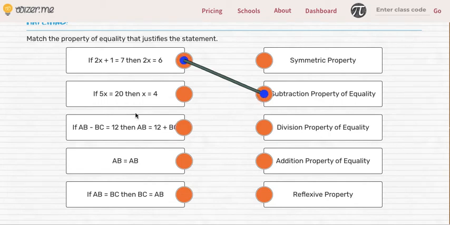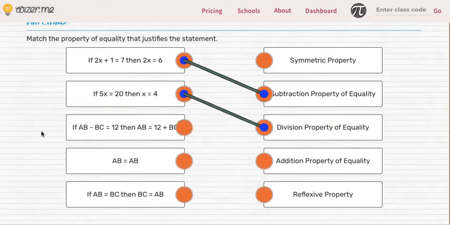The second one said, if 5x equals 20, then x equals 4. Well, how do you know? All you have to do is divide by 5 on both sides of this equation, right? 5x divided by 5 is x. 20 divided by 5 is 4. Once you do that, you know it's the division property of equality. You divided by 5 on both sides of the equal sign. So it's equality and it's division.